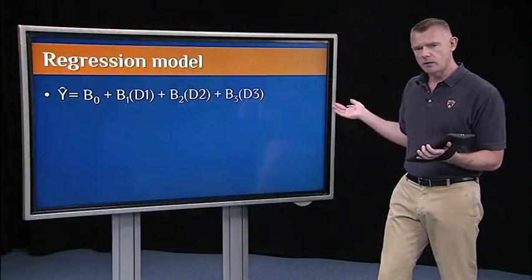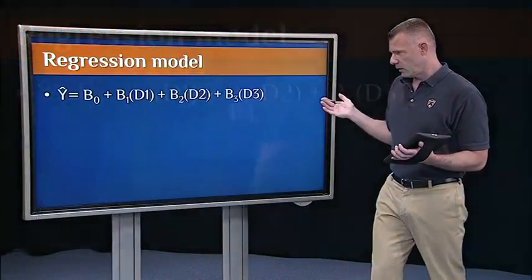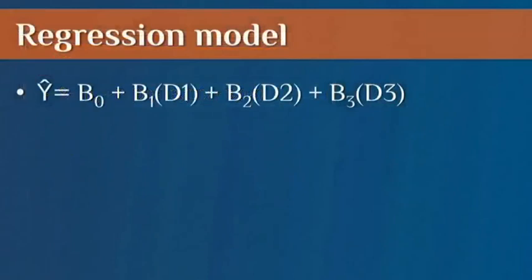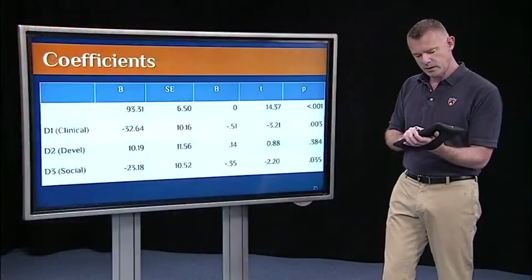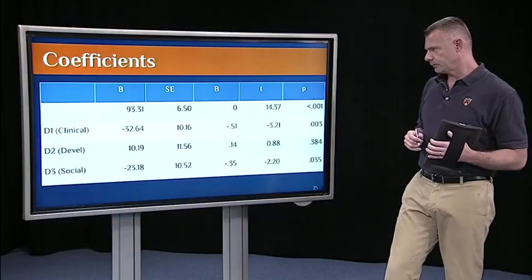So the regression model would look like this. We just put in the 3 dummy codes, so now we have 3 predictors. And this will allow us to look at all these pairwise comparisons between groups. And here's what the output looks like.